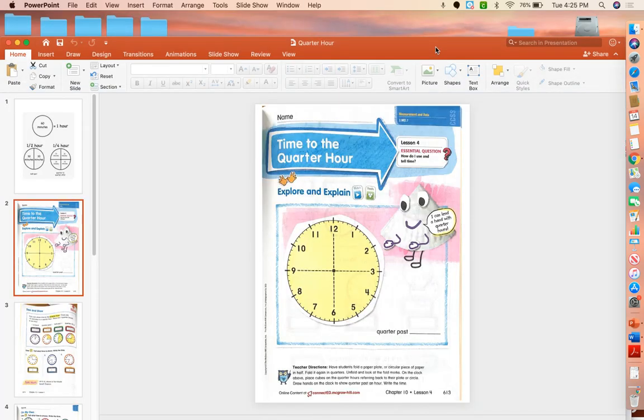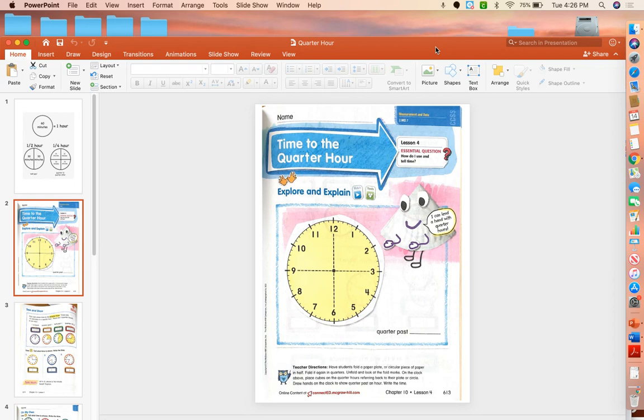Today we're going to talk about telling time to the quarter hour. This is a little bit more difficult skill. Don't get frustrated if it's a little bit more challenging, but I think we'll get through it together. So I'd like you to open your books to page 613. I hope you are there.